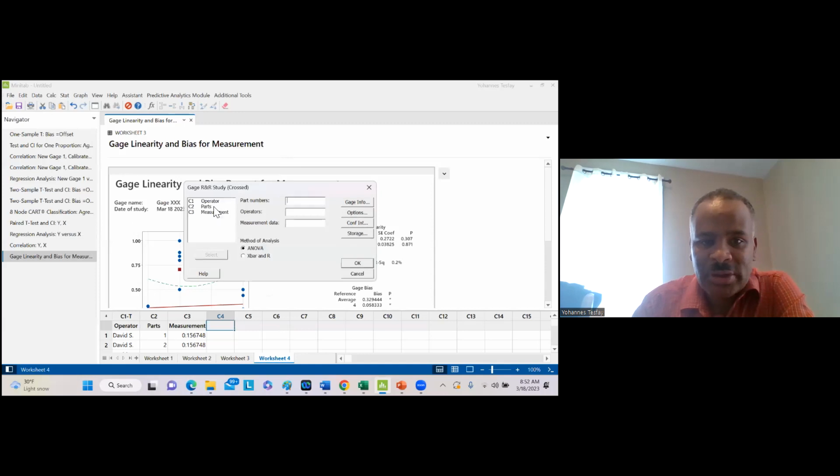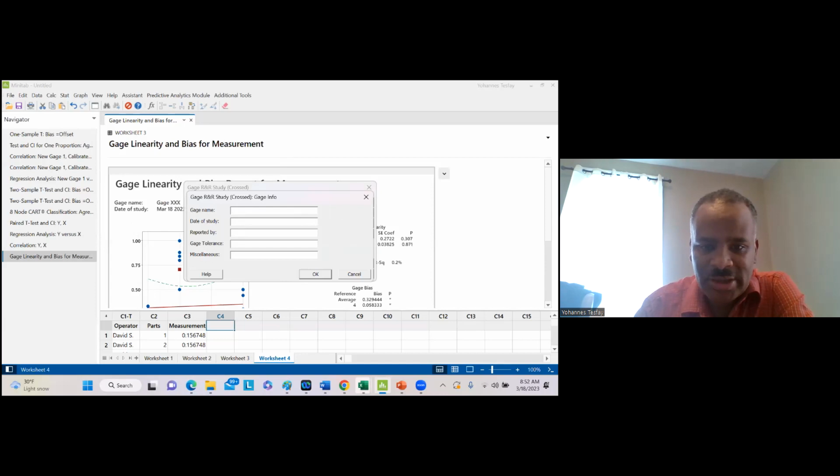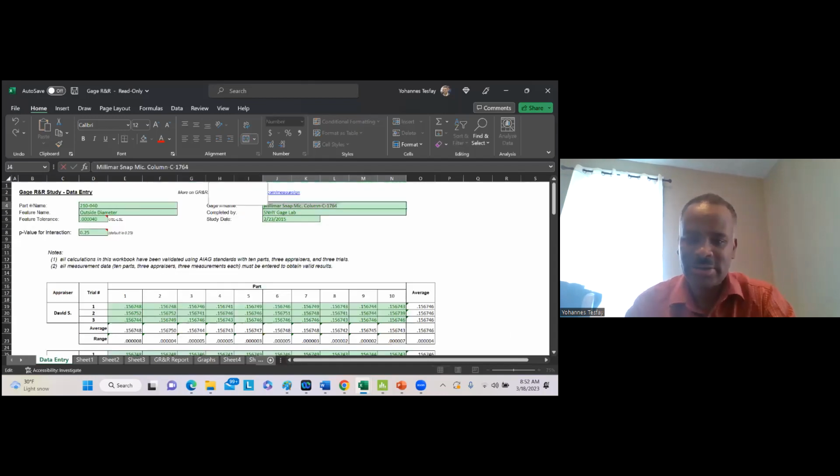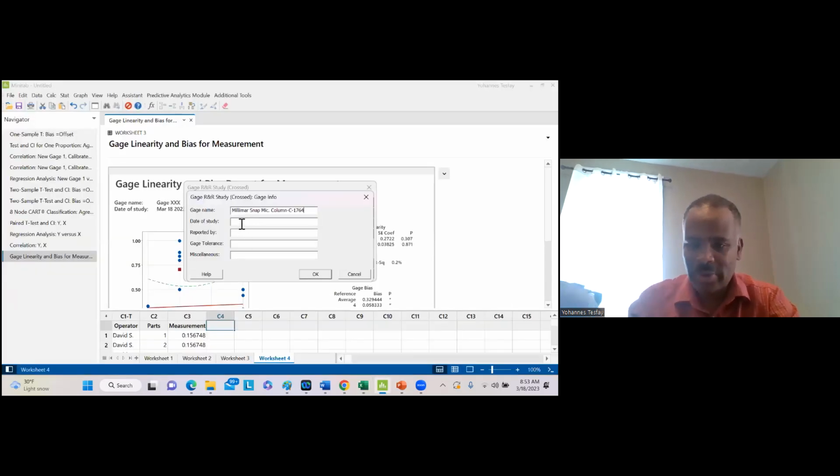So here, part number, then parts. Operator, okay, operator. Measurement, okay. ANOVA, every information. Gauge information. Gauge name. What is the name of the gauge? This is the name of the gauge. Okay, Mahr or whatever. Millimar snap micrometer. So I'm gonna put that. Okay, study date, what we're doing today, okay? March 18, 2023. Reported by, okay, Yohannes. Just like that. Gauge tolerance.